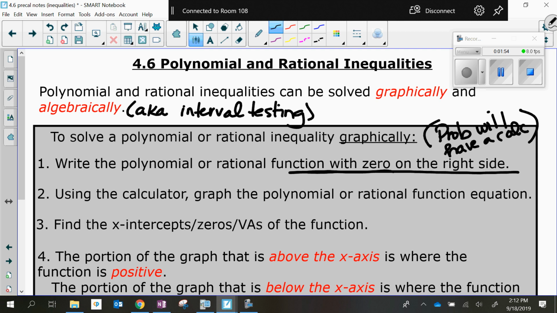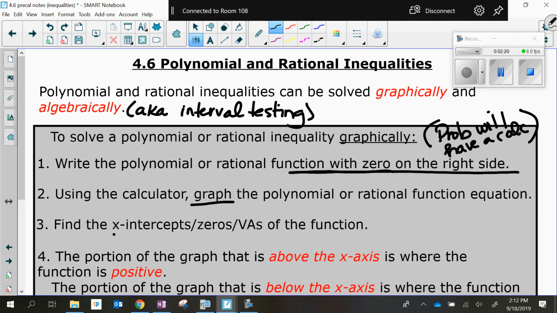Let's think about this. If we're looking for an inequality, isn't it easier to find what's less than zero, because we're either on top or below the x-axis? But less than 2 would just be weird. So that's why we want the 0. Using a calculator, graph.